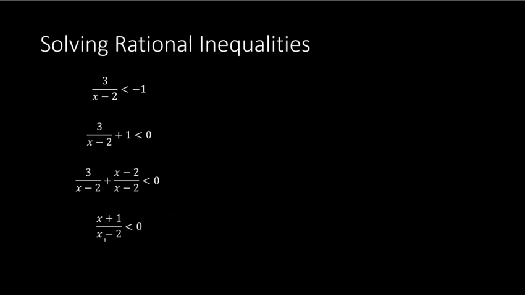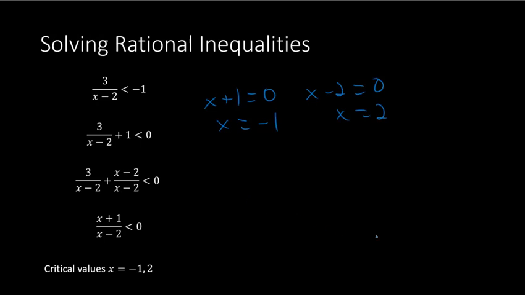So now at this point, once we have it in this format, where we have a fraction on the left side and then 0 on the right side, we can now find the critical values by looking at the numerator and the denominator. So we can set the numerator and denominator equal to 0. The numerator is x + 1 = 0. The denominator would be x - 2 = 0. So set each part equal to 0 and then solve. Here we get x = -1. Here x would equal +2. So -1 and +2 are the critical values.